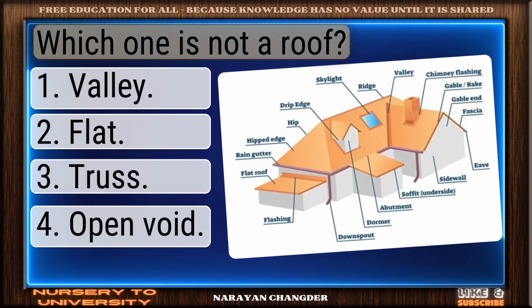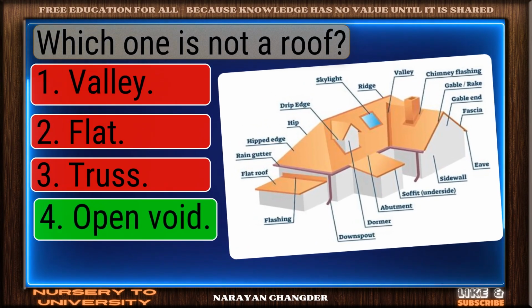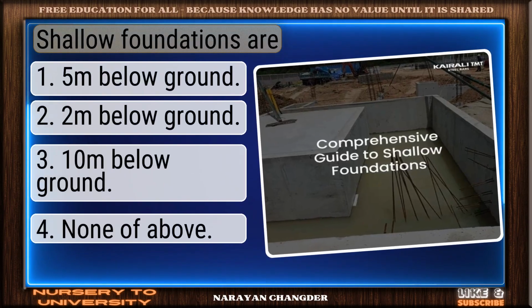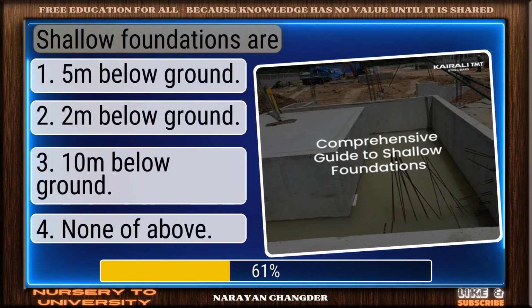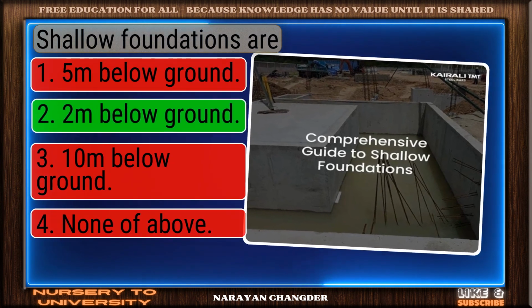Which one is not a roof? Well reasoned. Open void is the correct choice. Shallow foundations are. Valid point. 2m below ground is true.